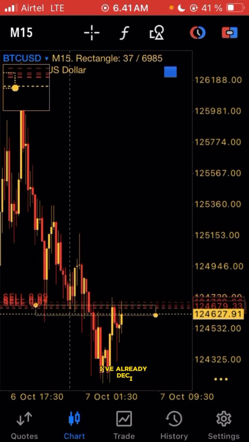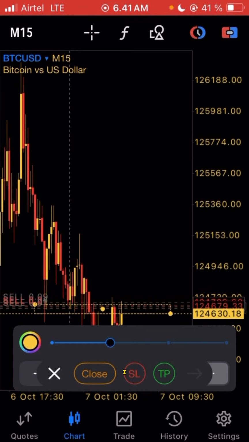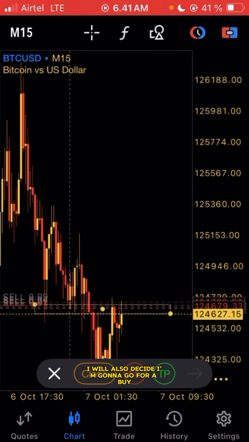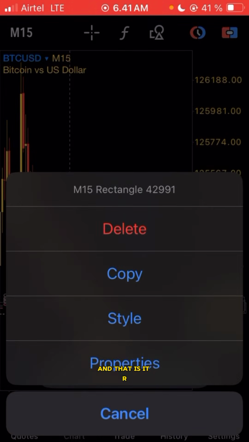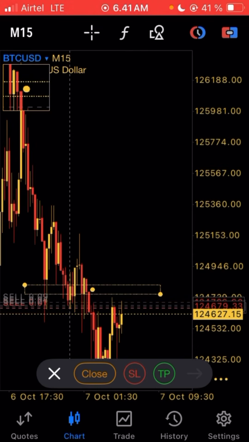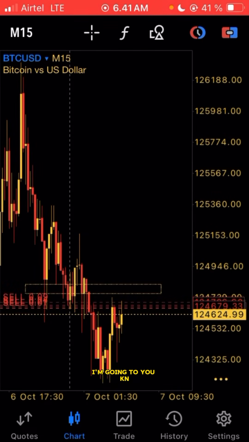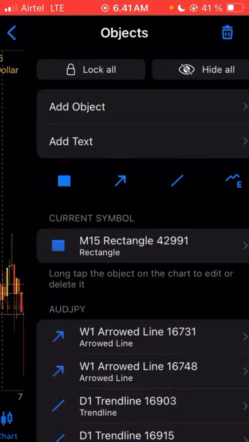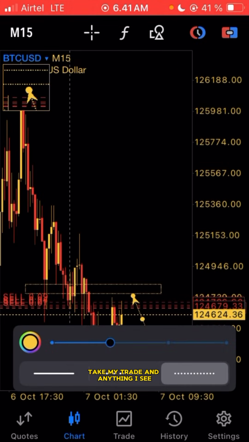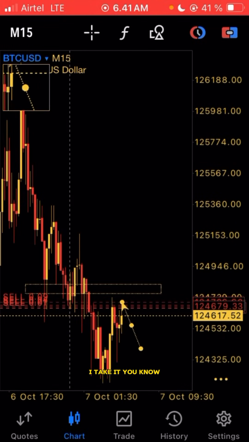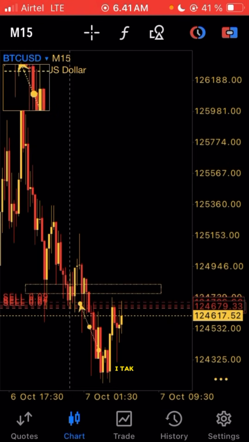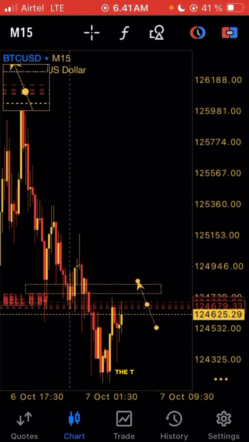I've already decided this is what I'm gonna do. I'm going for a sell. And if it was a buy trade, I would also decide I'm gonna go for a buy. Regardless, I'm going to take my trade, and anything I see, I take. I take loss, I take win. Whatever the market does, it's the same thing. The thing is just your emotions and how you react to the setup.